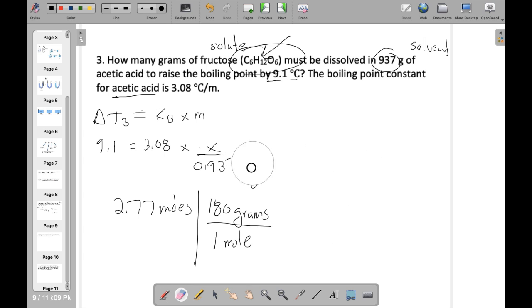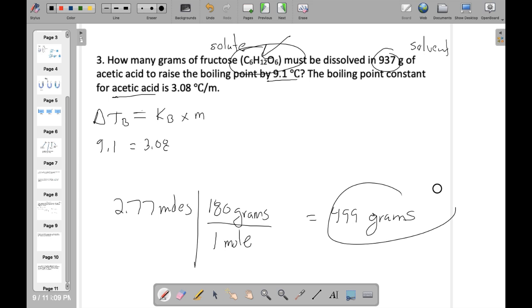Now, with this simple little conversion, 2.77 times 180 grams, I would get 499 grams. So I need 499 grams of this stuff to be dissolved in 937 grams of acetic acid to raise the boiling point by that much. Whew, that seemed like a lot of work.